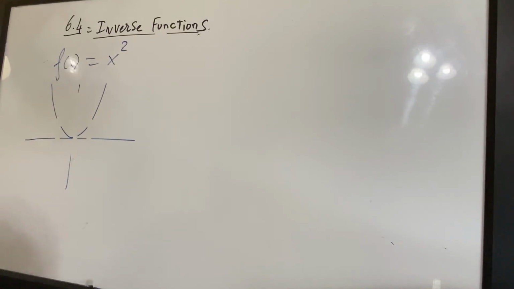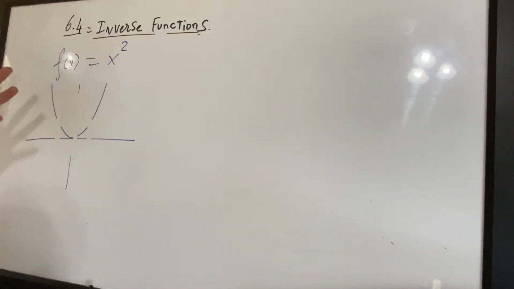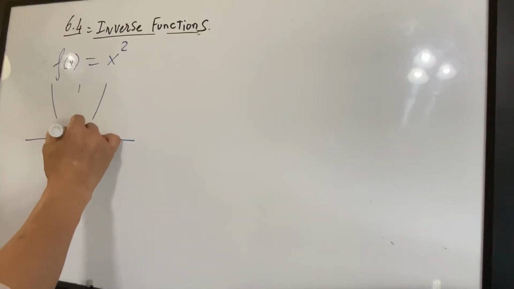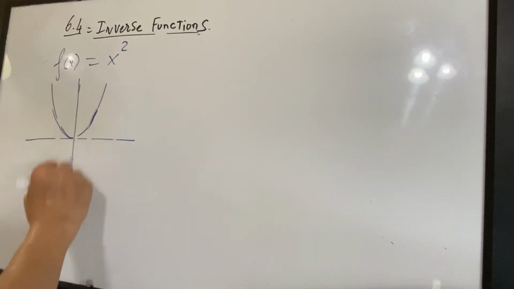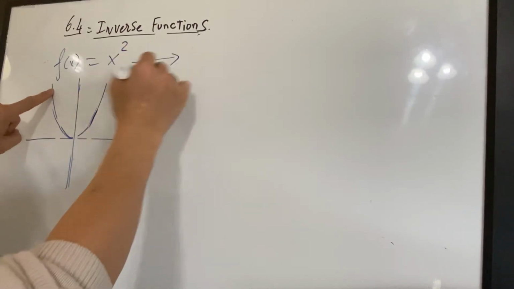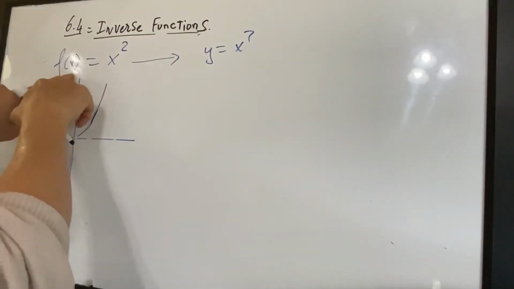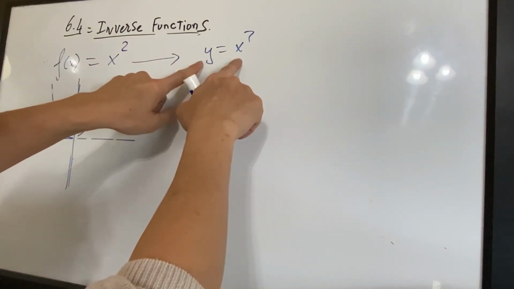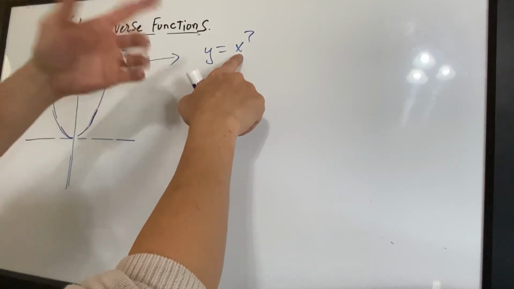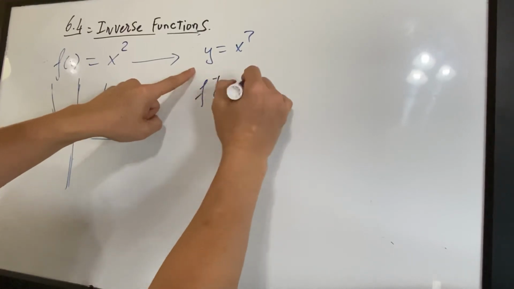But look at this right here. This guy, f of x, is x squared. I'm just giving you a function, and this is what the graph looks like right here. Now, you want to find the inverse function, which is y equals x squared. F of x is equivalent to y. I want to find the inverse of this guy. Solve for x, which is finding the inverse. What is the inverse? We just solve for x.